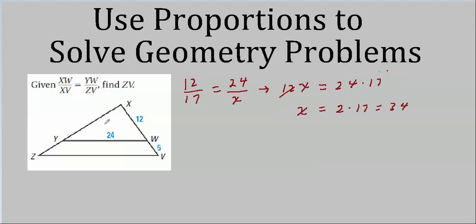So this longer side down here, this is 34, and what we've discovered is that 12 to 17 is the same as 24 to 34. Same ratios.